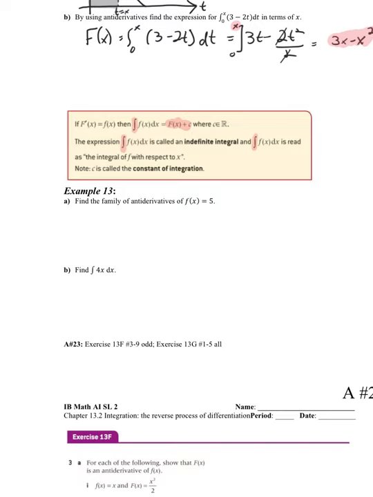So this one says find the family of antiderivatives of f of x equals 5. Basically, it's just asking you to find the antiderivative of 5. So you just do the integral of 5 dx, and this is going to equal what's called F of x plus c. To take the antiderivative of 5, you're going to get 5x, and then plus c, and you just say where c is an element of all real numbers. C could be any number. We don't know what number it is.